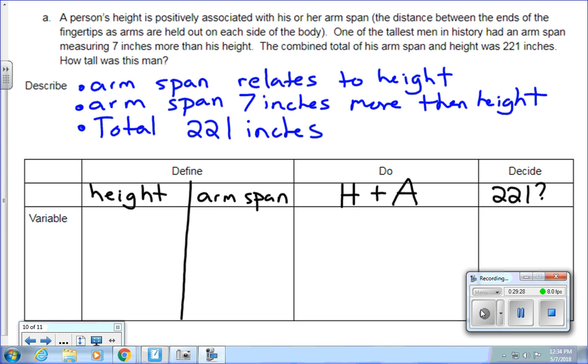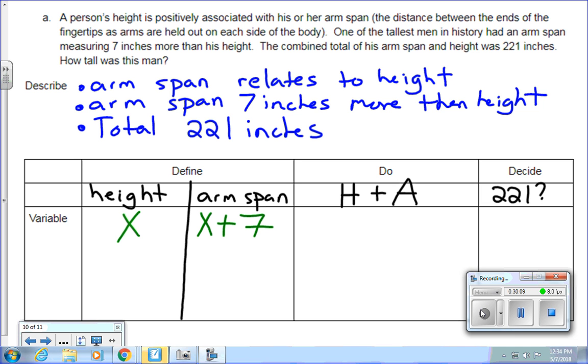All right. So now instead of doing trials, we're going to go straight to the variable. So which one should we make the x, the height or the arm span? Which one should be the x, the height or the arm span? Jake? Because the height is related to the arm span, so we say something about the arm span to find the height? Does everybody agree with Jake that it should be the arm span? No, it should be the height. The height should be x. So then how do we relate the arm span to the height? Plus 7. So we're going to write x plus 7.